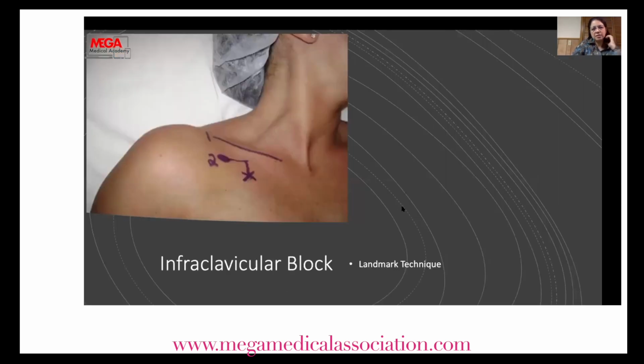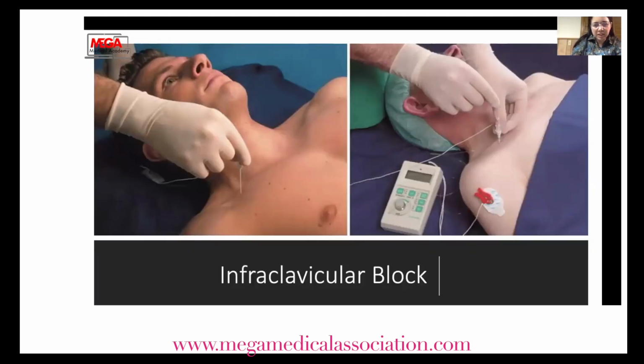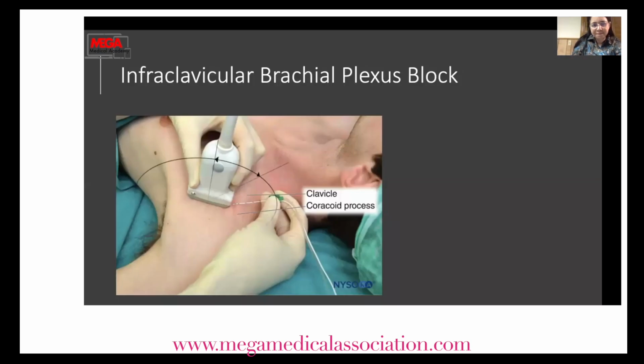So another technique is the infraclavicular technique, which we do by landmark. We used to find the coracoid process and go 2 centimeters down and 2 centimeters medial, and this is going to be the landmark. Now with the ultrasound, you can see everything inside, so we don't have to do this. So this is with the nerve stimulator. With the nerve stimulator, you go by landmark and you put your needle and you stimulate the brachial plexus infraclavicularly, and based on the stimulation, you place your medications.